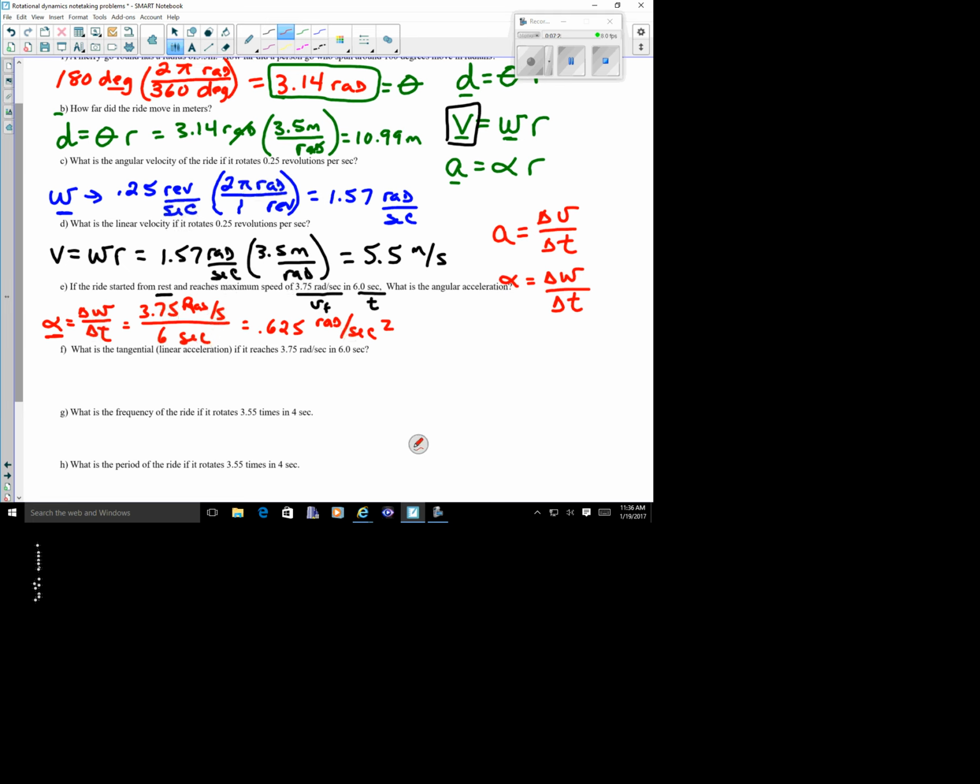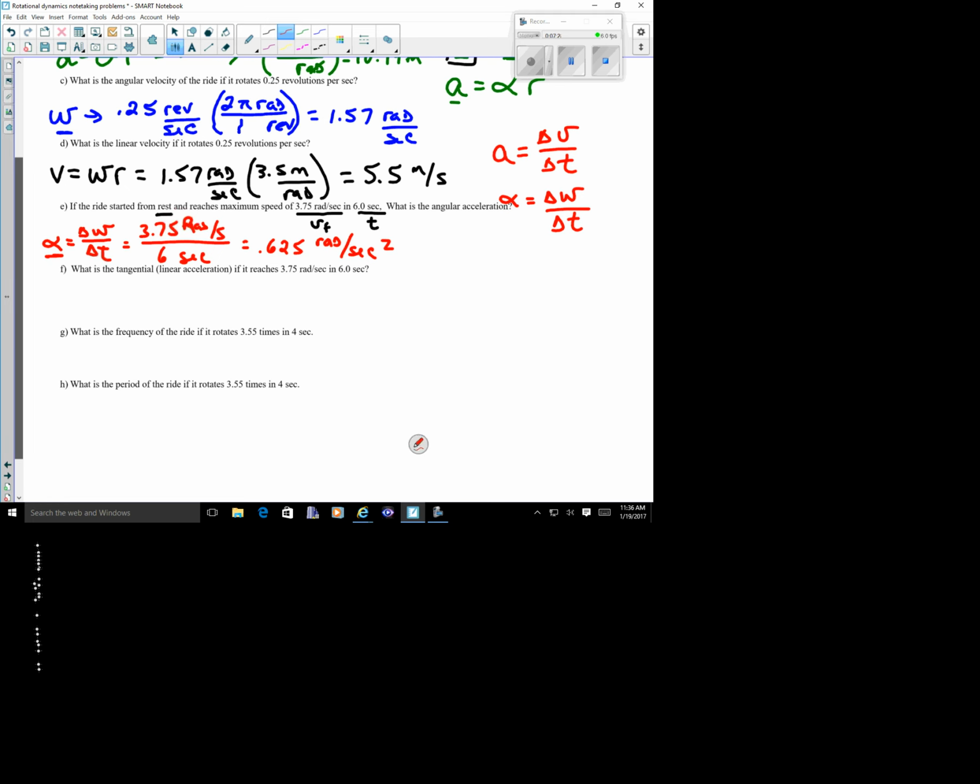Letter F says, well, what's the linear acceleration if it reaches 3.75 radians per second in 6 seconds? So it's the same problem as letter E, it's just now the linear. Well, if you want to know the regular acceleration, instead of using an alpha, we're going to use an A. But the easy way to do it is simply take the Greek letter. So you're going to take the Greek letter for A, which is alpha, and make it Greek-er, and multiply it by R. So I'm going to take my answer from part E, 0.625, multiply that by 3.5 meters per radian. By the way, this is radians per second squared.